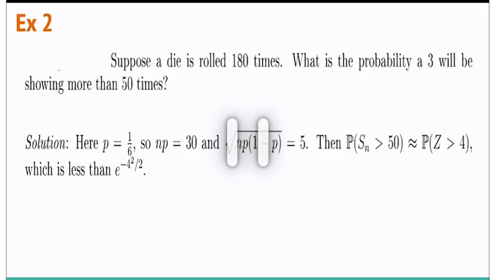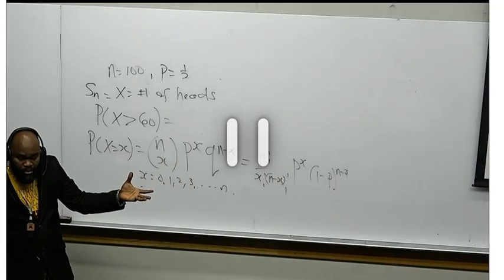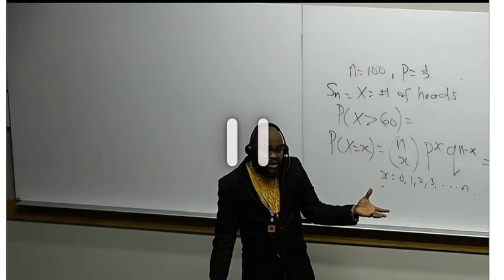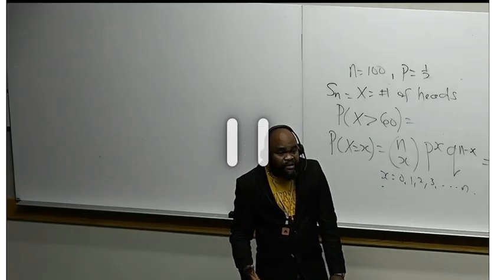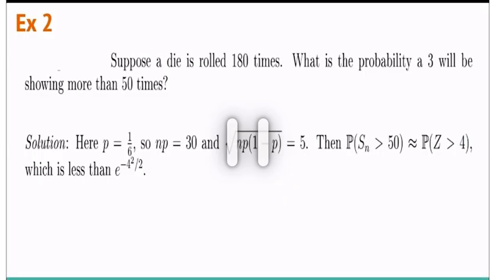Now, take a look at this. This is another question. Suppose a die is rolled 180 times. What is the probability that a 3 will be showing more than 50 times? Now here, we're talking about a die. The sample space is 1, 2, 3, 4, 5, 6, and the probability of whatever event will be 1 over 6.